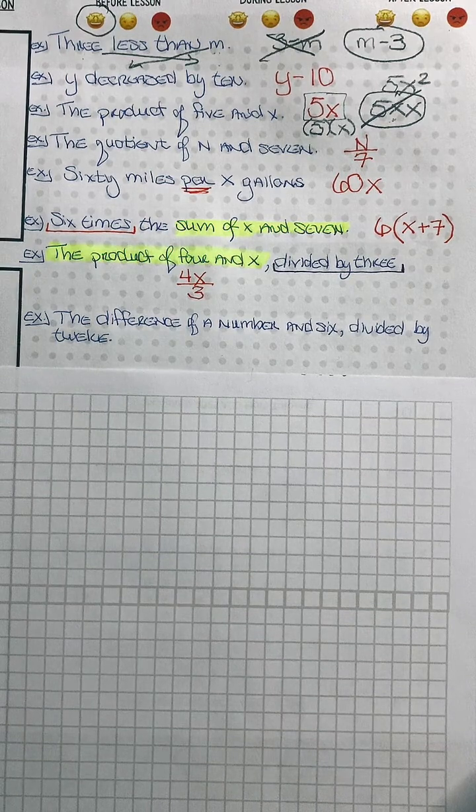So we have 6 minus x divided by 12. 6 minus x divided by 12.